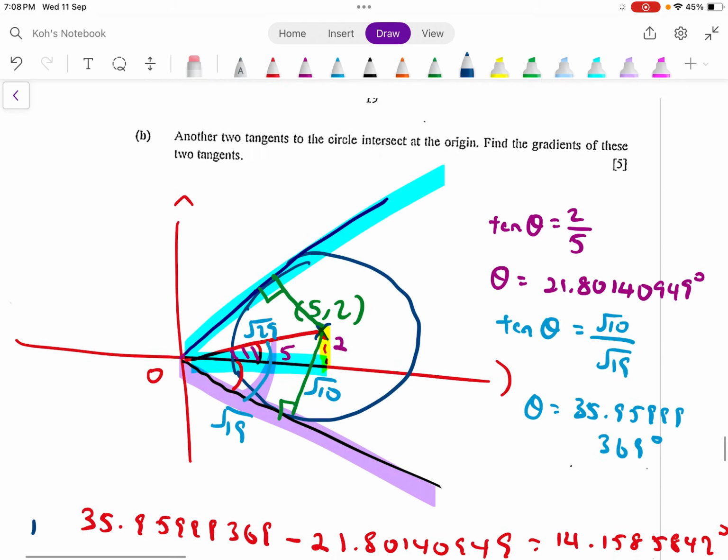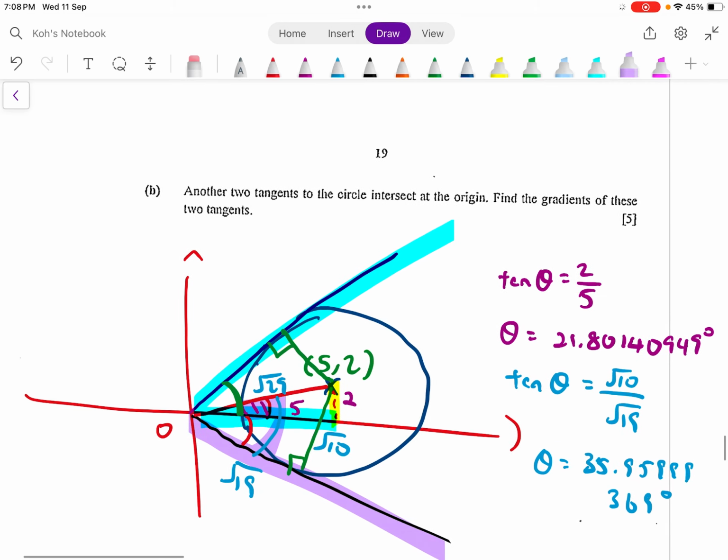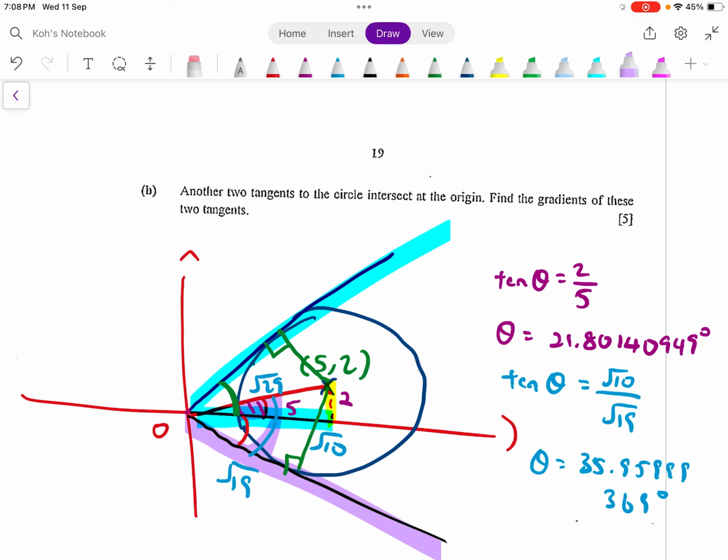Okay, what about the second one? The second one obviously is a positive gradient, right? So for example, okay, positive gradient, I want to determine what the whole of this green color angle is. Then I can solve already. Okay, so of course, I already have the purple color angle right here. So it's about 21 point something. Yeah, 21 point something.